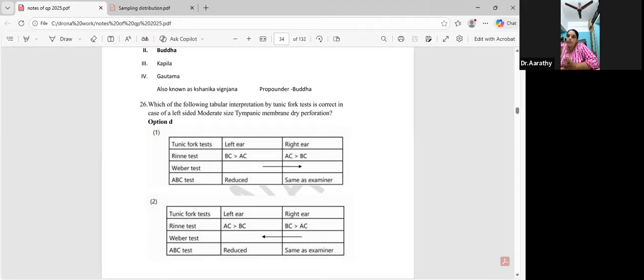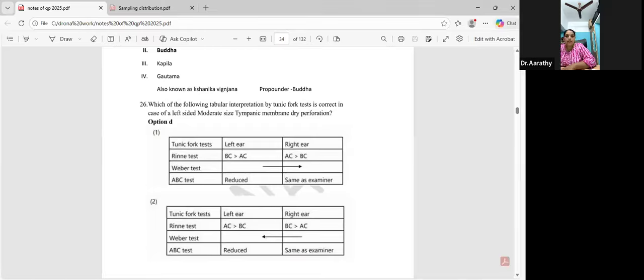So now you vibrate the tuning fork, you keep it 2 centimeters away from your external auditory meatus, and you ask the patient to let you know when the sound disappears. And once the sound disappears, you take the tuning fork's backside foot and keep it behind the ear on the mastoid, and ask them to let you know if they can hear the vibration, how long they can hear it, and how far. So this is how you conduct the test. Now coming to the result. So you vibrate the tuning fork.